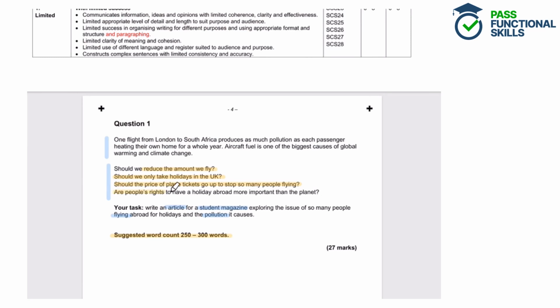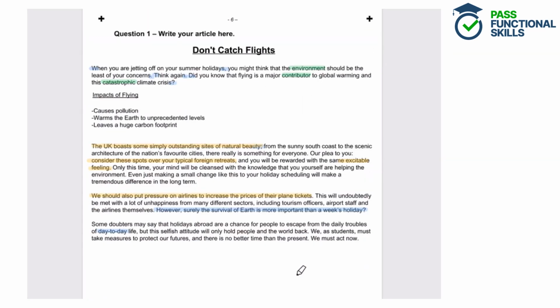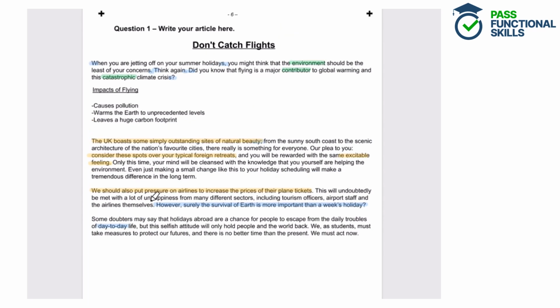And finally, are people's rights to have a holiday abroad more important than the planet? They've asked a very similar question here. Surely the survival of Earth is more important than a week's holiday. And they're saying that it is a selfish attitude for people to be going on holidays abroad. So they've addressed all of the points in the question, and they have effectively included a range of details in their answer to make it an appropriate length.